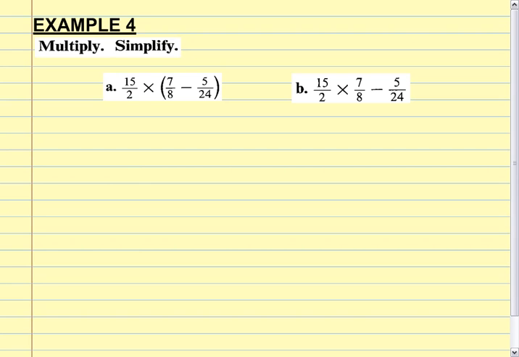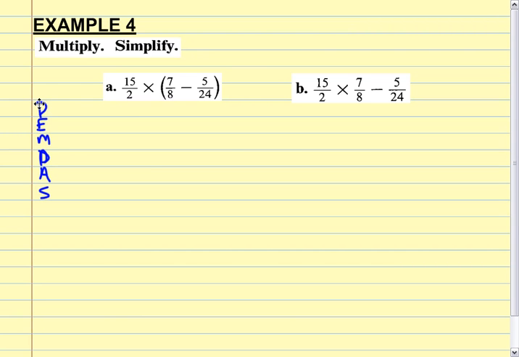Okay, folks, example number 4 says multiply and simplify. And we've got two problems that we need to do here. And you know what they're testing us on? They're testing us on the order of operations, PEMDAS. Same numbers in both of these problems, but there's one thing that's different. The first one has parentheses and the second one doesn't.